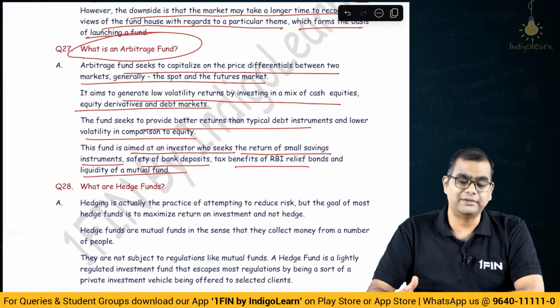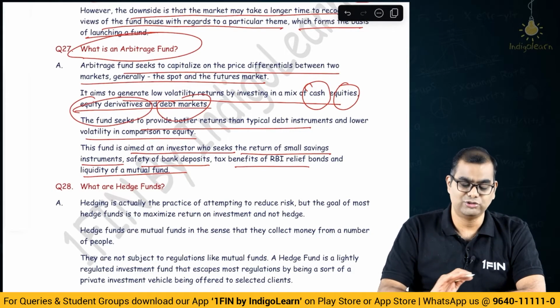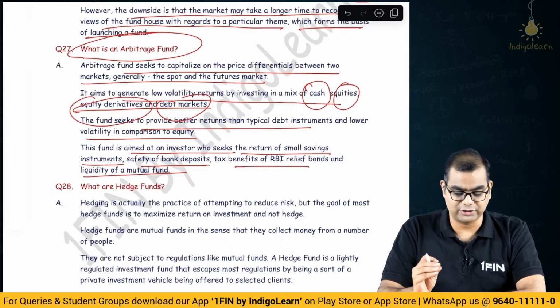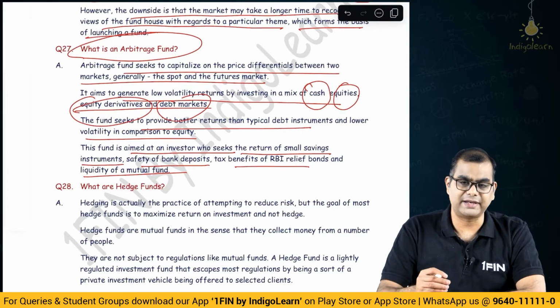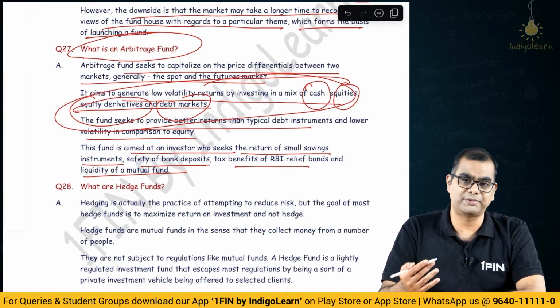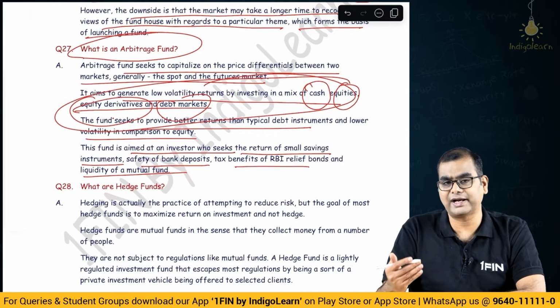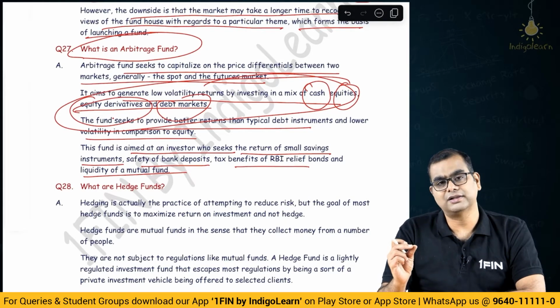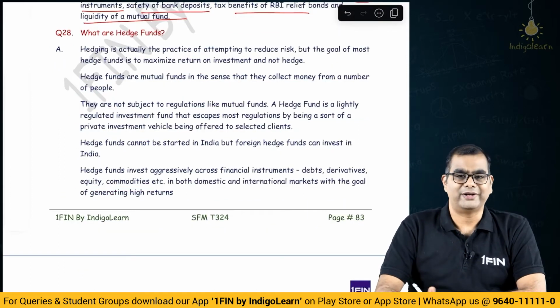So basically an arbitrage fund invests in a mix of cash, equities, equity derivatives and debt market. It is expected to be slightly volatile because it doesn't go overboard on equity derivatives, but at the same time it is well balanced out across all these. It tries to capture opportunities, because even in derivatives it does not take open positions. They basically try to capture the arbitrage between the two specific markets, spot market versus future market, and generate money out of that.